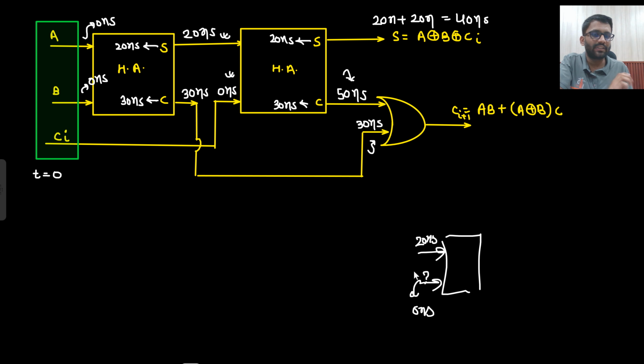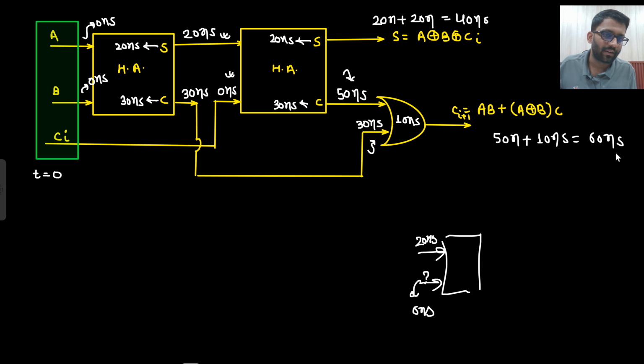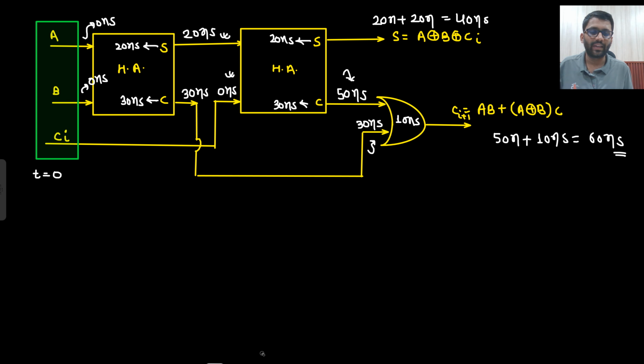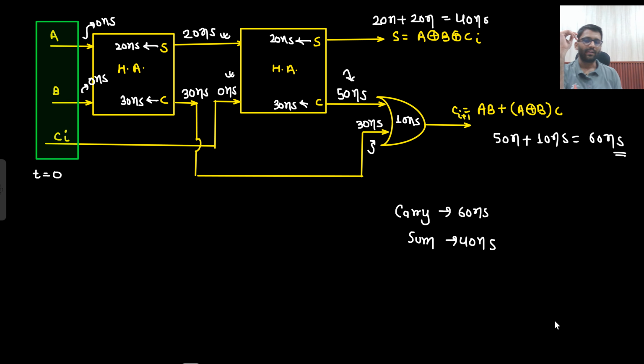So this one was waiting for this one, so that when this one comes we can start going. Now when they start going after 50 nanosecond, plus how much time will they take to cover this OR gate, 10 nanosecond. So what will be the delay here? 60 nanosecond. So for the carry it will take 60 nanosecond, and for sum it would take 40 nanosecond. That's the delay. Are you able to understand it?